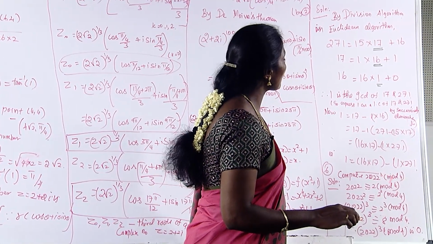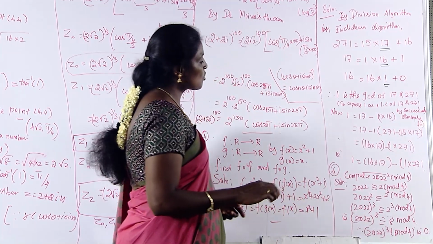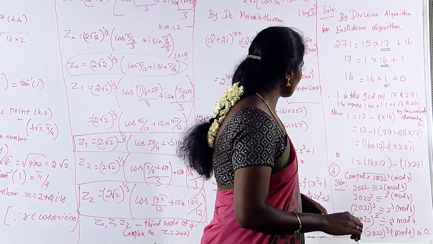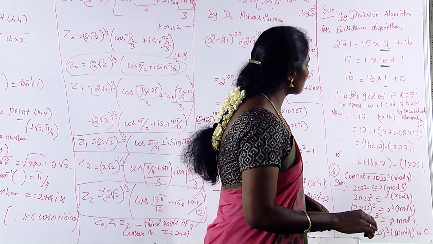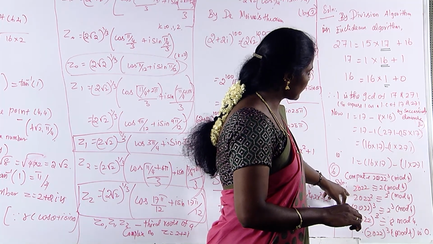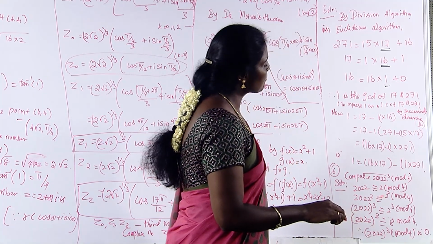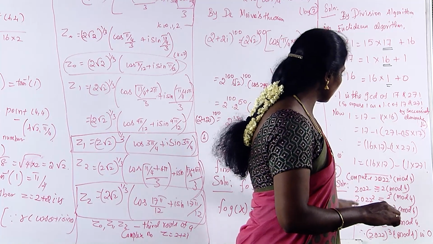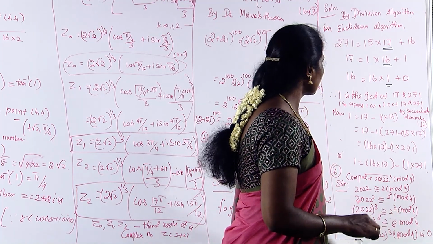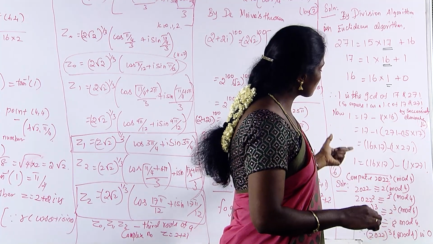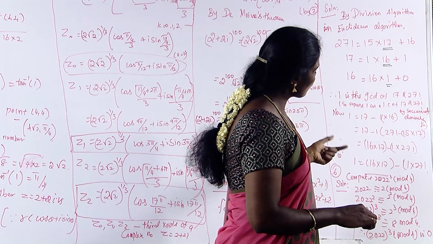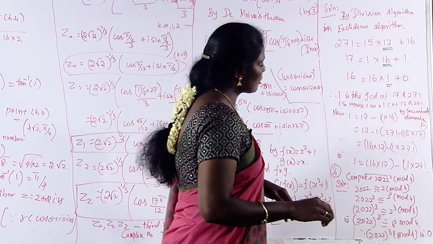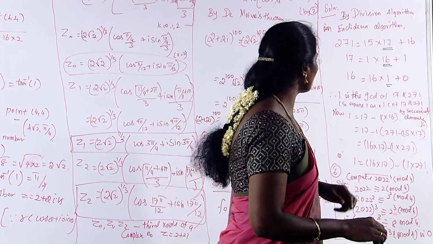2022 cube mod 4, the value of 2022 cube mod 4. We can write 2022 is congruent to 2 mod 4. We can easily check this: we divide by 4 and get the remainder 2. You can square this: 2022 whole square is congruent to 2 square mod 4. We can cube: 2022 cube is congruent to 2 cube mod 4.